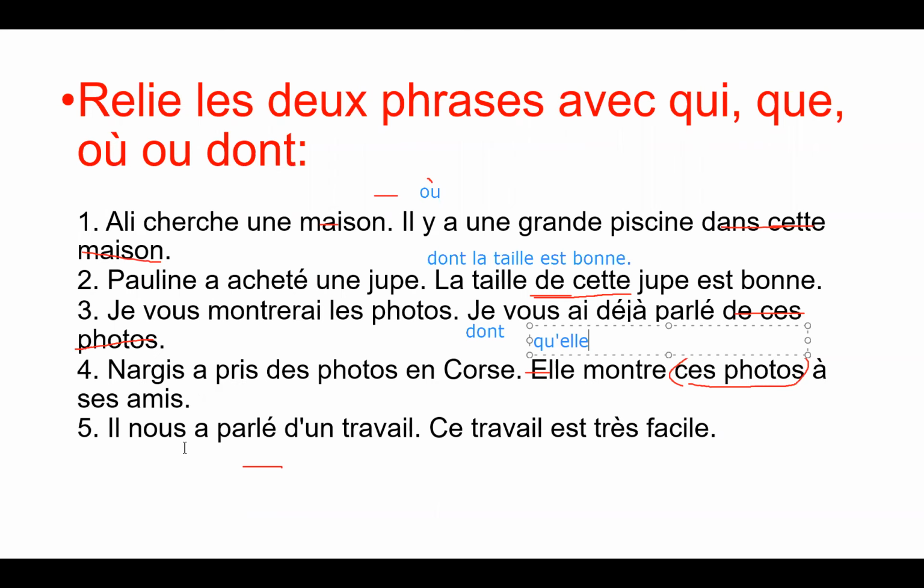Now, il nous a parlé de travail. Ce travail est très facile. Now, ce travail, in the second sentence, you can see that is the subject. So we'll replace the subject with qui. So, il nous a parlé de travail qui est très facile, which is very easy. Okay, so I hope this one is clear.